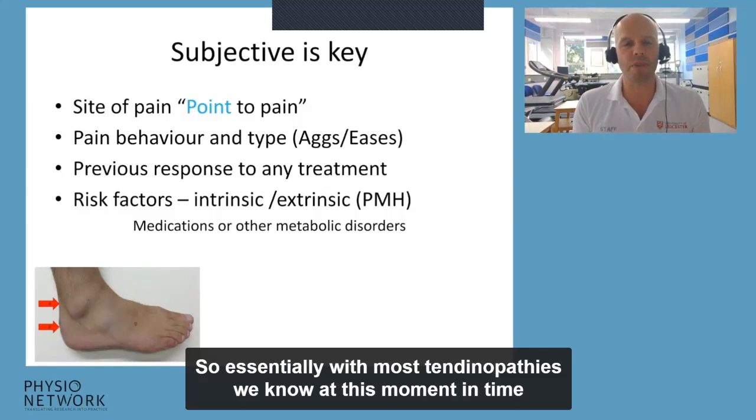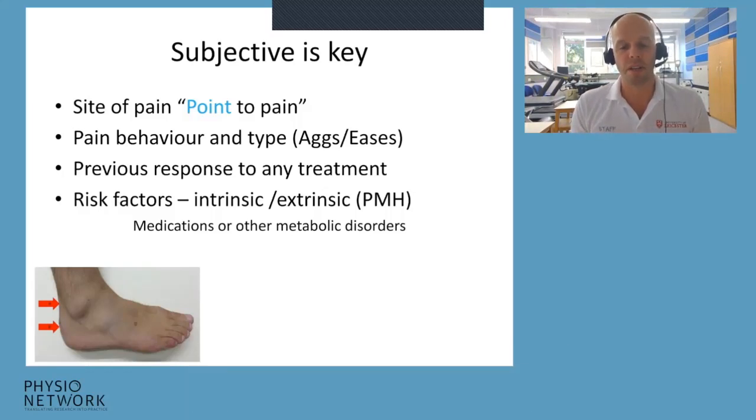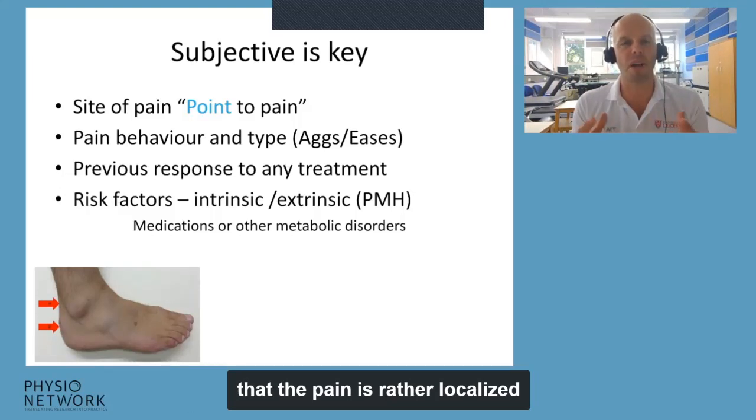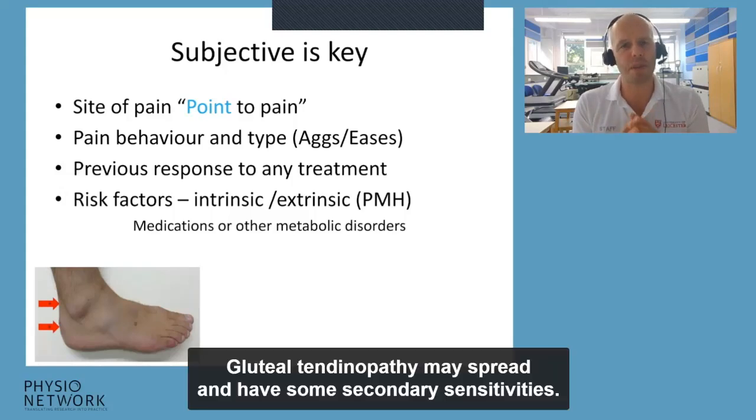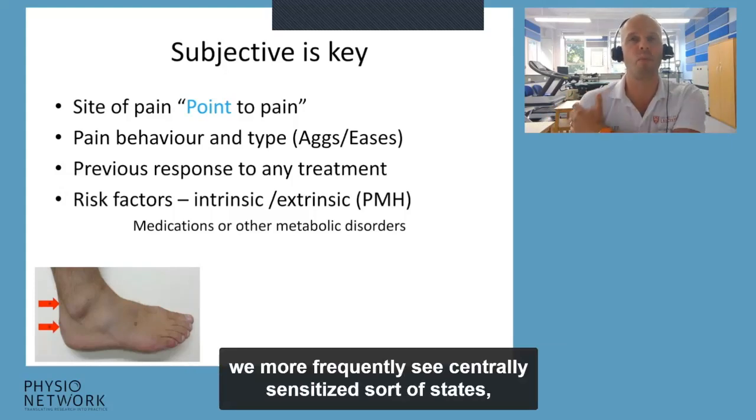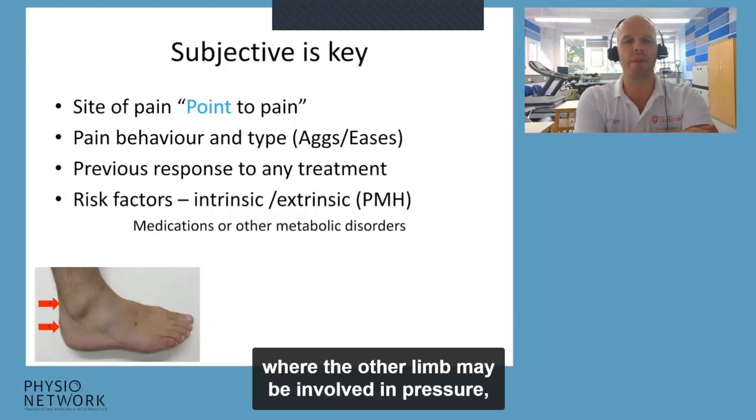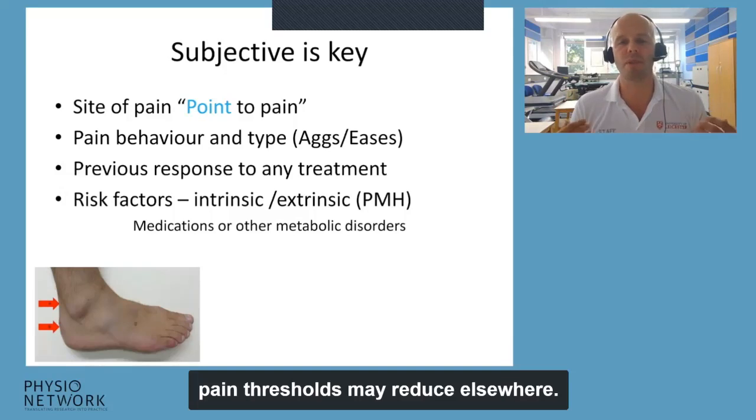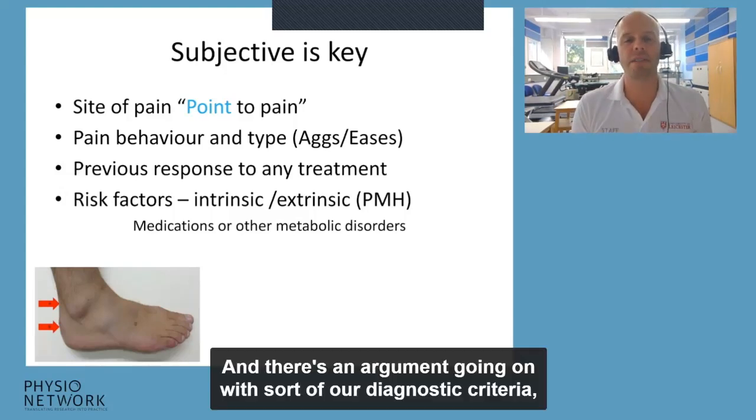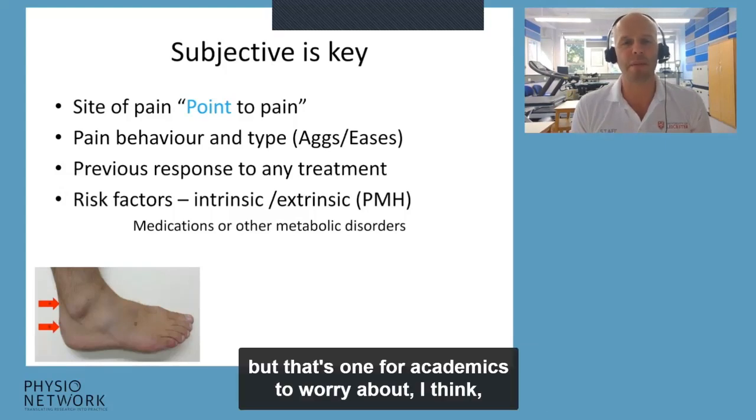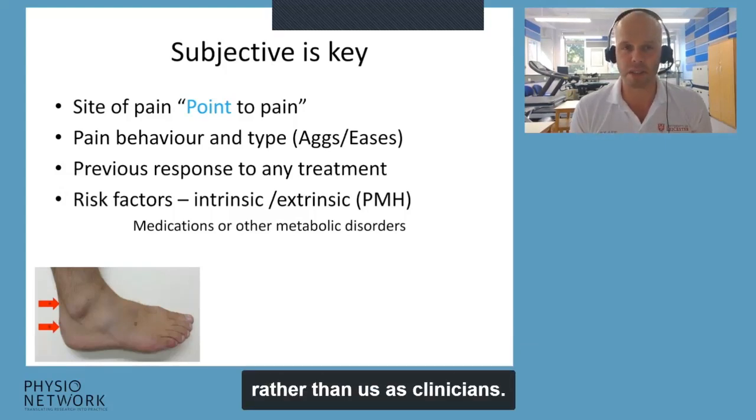So essentially with most tendinopathies, we know at this moment in time that the pain is rather localized and has nociceptive factors, certainly in the lower limb. Gluteal tendinopathy may spread and have some secondary sensitivities, and when it comes to the upper limb, we more frequently see centrally sensitized states where the other limb may be involved and pain thresholds may reduce elsewhere. But the evidence for the lower limb is that that doesn't actually exist, and there's an argument going on with our diagnostic criteria, but that's one for academics to worry about, I think, rather than us as clinicians.